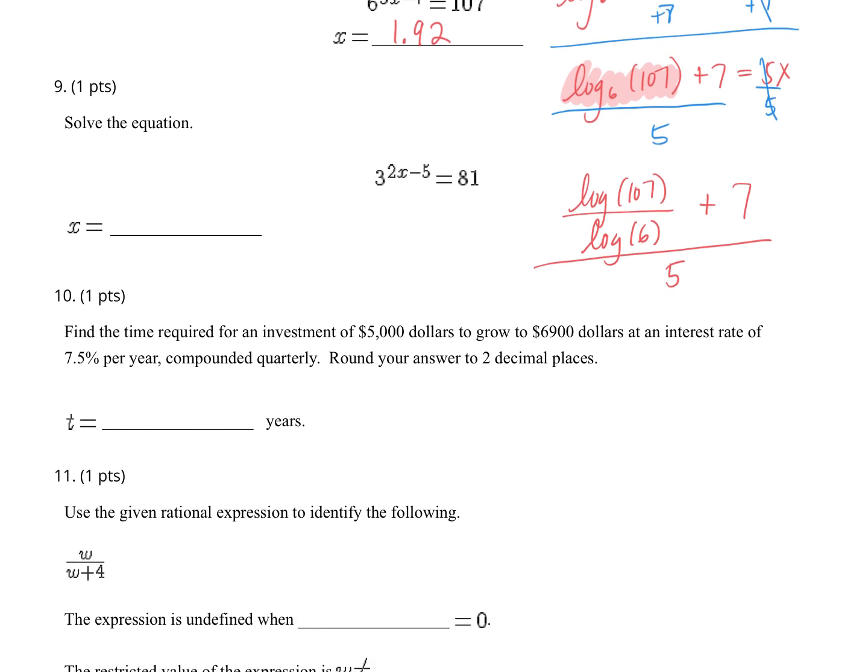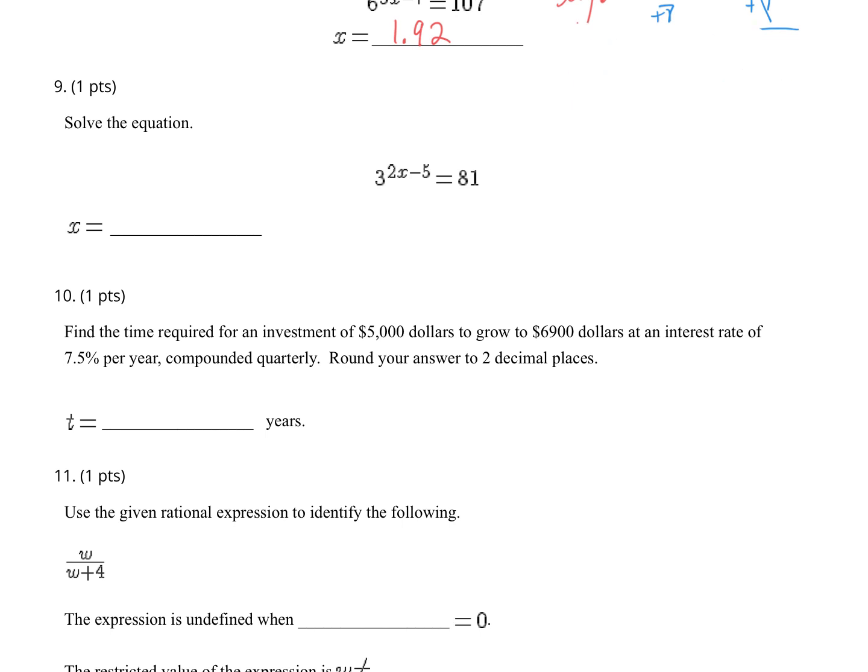Okay, solve the equation for number 9. So for this one, it's similar to the previous one. So I would say log base 3. Well, actually, you don't have to do it that way. I could go ahead and do it. I'll set it up. Log base 3 of 81 is equal to 2x minus 5. And I could go ahead and solve the equation the same way I did the previous one.